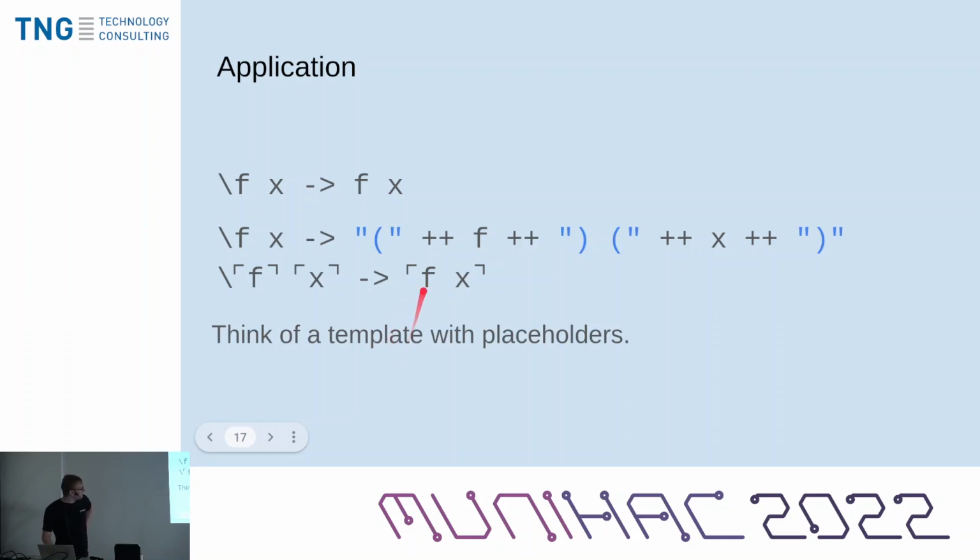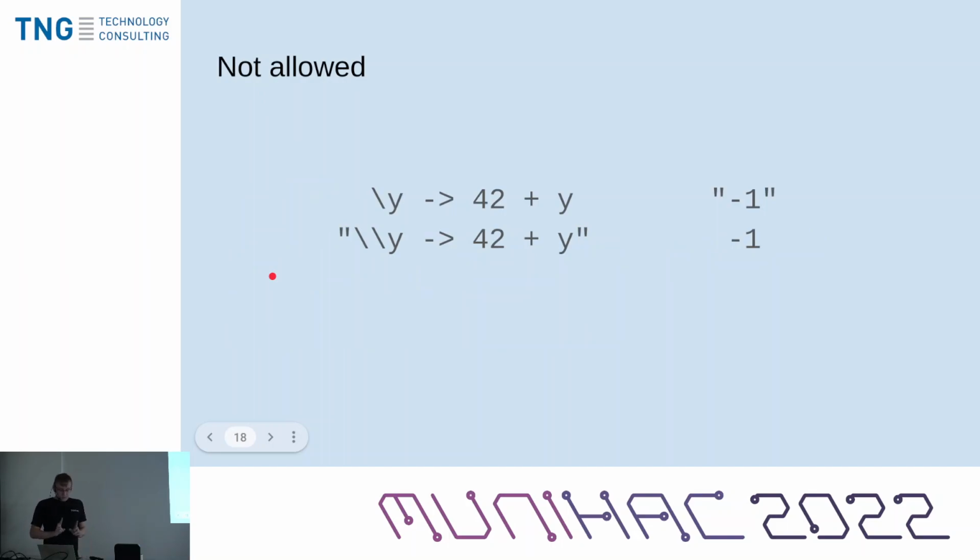You can think of this as a template with placeholders. That is, you can have a longer expression, and f and x are placeholders that have to be substituted with the values of the argument. Okay. We have normal application, we have staged application. However, we cannot mix those levels.